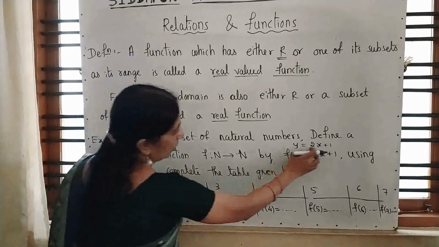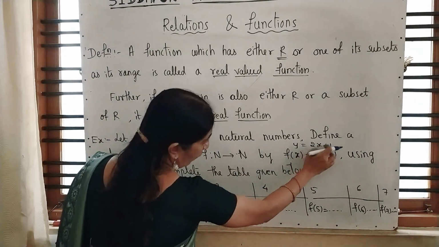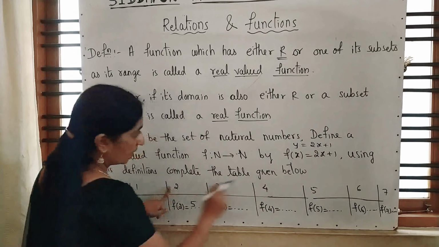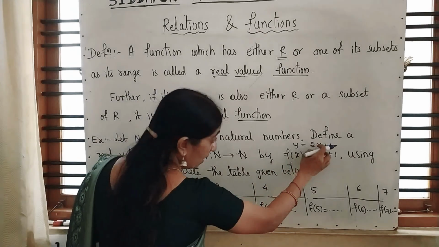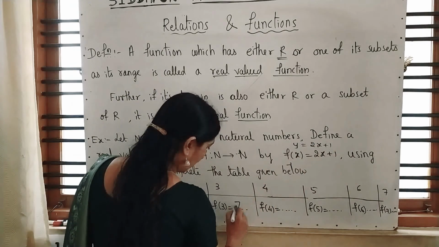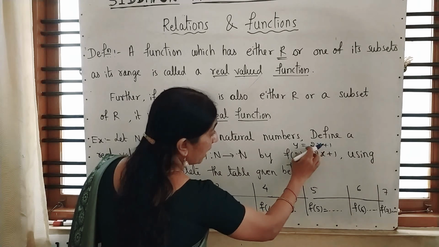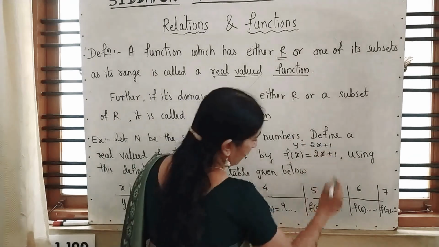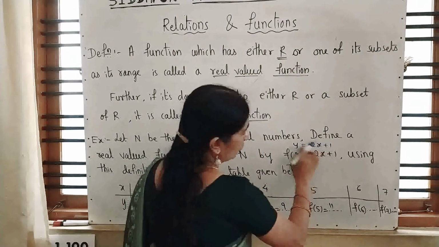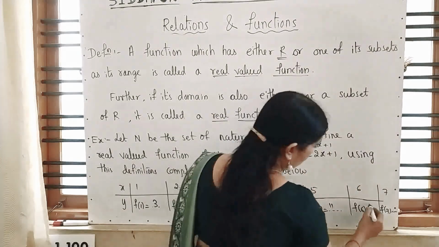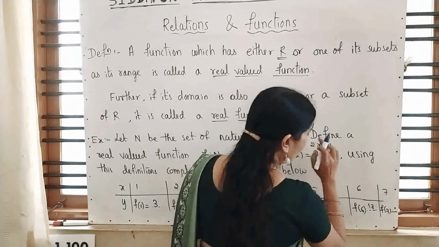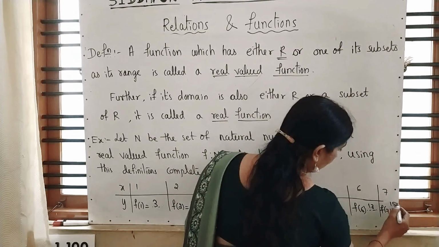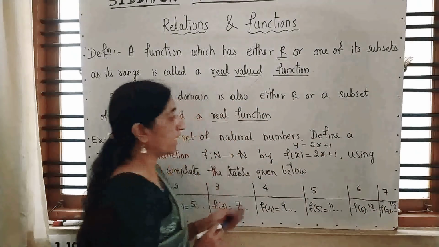Next, 2: 2 into 2 is 4, 4 plus 1 is 5. 3: 2 times 3 is 6, 6 plus 1 is 7. 4: 2 times 4 is 8, 8 plus 1 is 9. 5: 2 times 5 is 10, 10 plus 1 is 11. 6: 2 times 6 is 12, 12 plus 1 is 13. 7: 2 times 7 is 14, 14 plus 1 is 15. So this is how we are connecting.